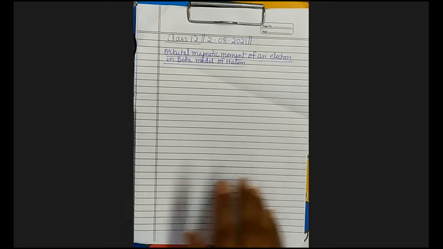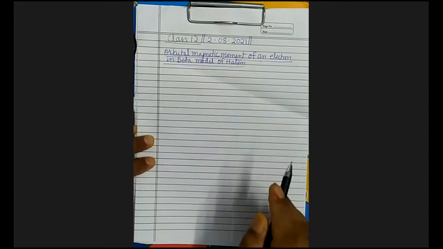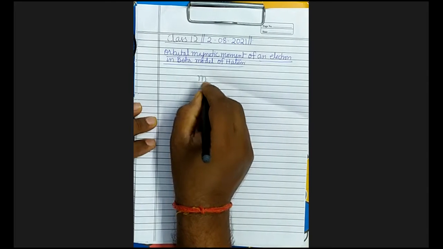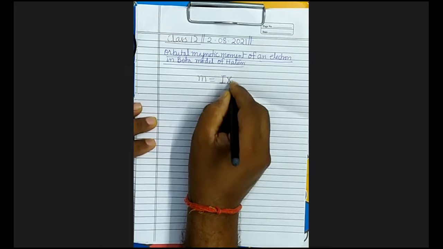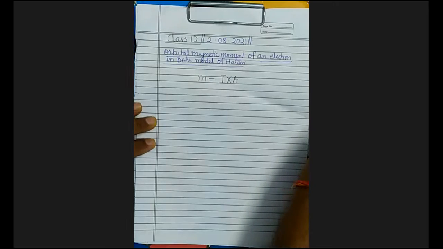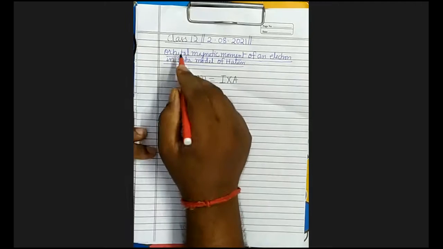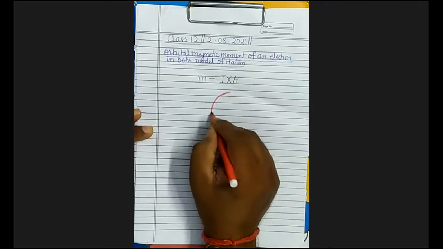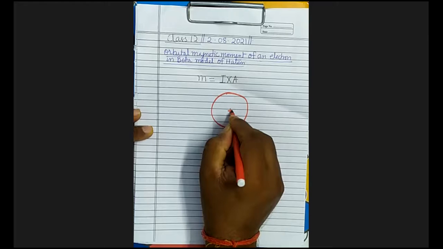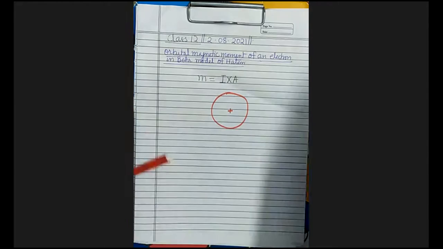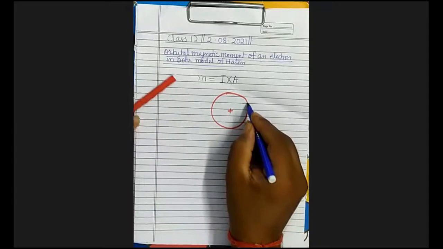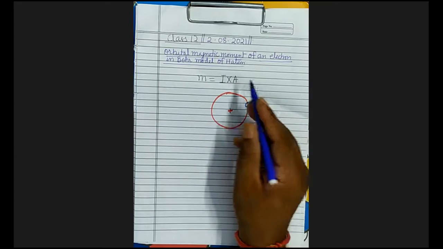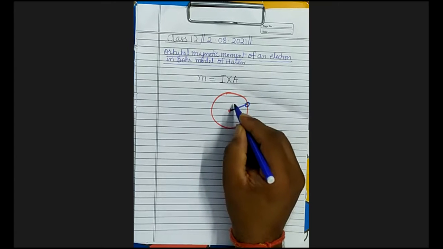Now you can see here, what is the orbital moment of an electron? As we know, the formula of orbital magnetic moment is M equals I into A. Now here we will see the orbital magnetic moment of an electron in the Bohr model of the hydrogen atom. This is the nucleus, and the electron is moving around it. As we know, in a hydrogen atom there is one proton and the electron is moving in a circular orbit. Suppose the radius is r.